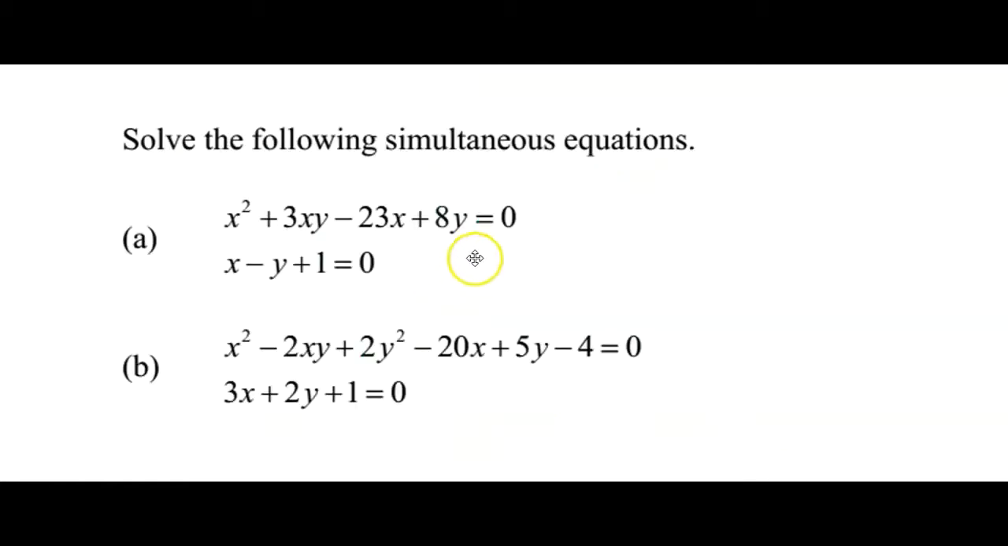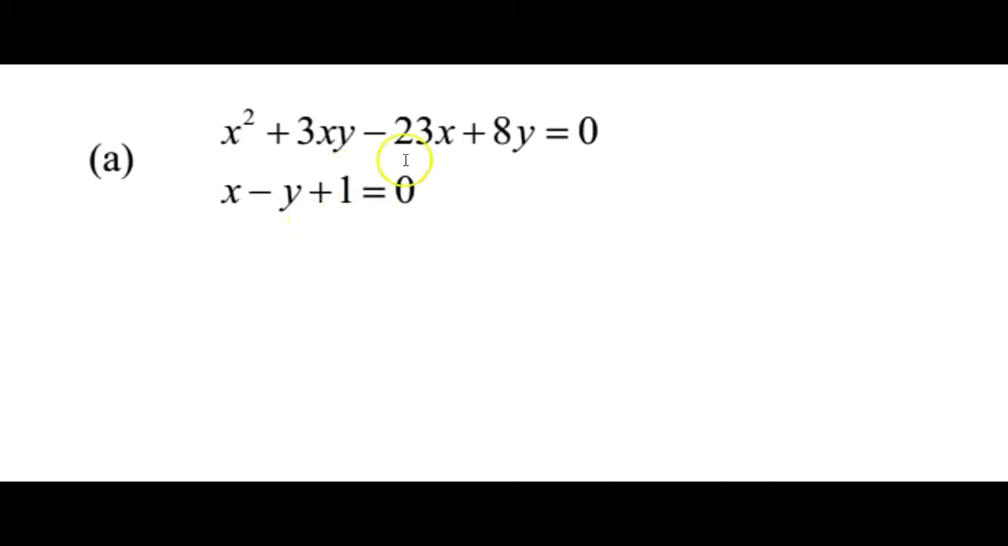So here is another example for solving simultaneous equations, which now I have a question involving one non-linear equation and the other one is a linear equation. So let's look at the solution for example A. If you have a linear equation and one non-linear equation, normally I will make one of the unknowns in my linear equation the subject. So now I make my x the subject.